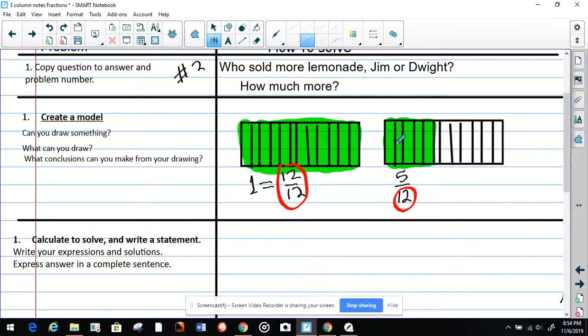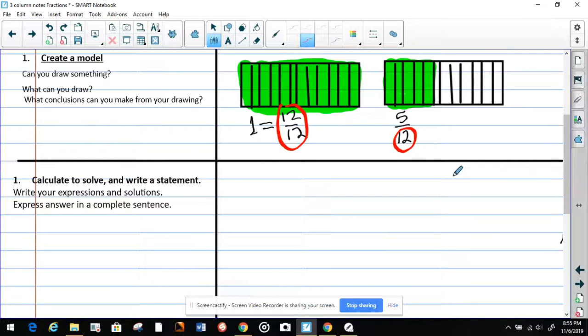Okay, so now the first thing we do is we need to add this to make it an improper fraction so we can start solving the problem. So that's the total. So 12/12 plus 5/12 equals 17/12. Okay, so now that is the total.